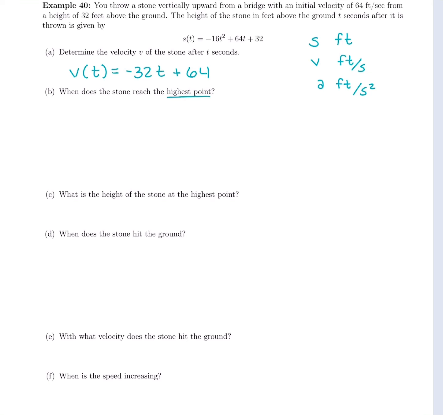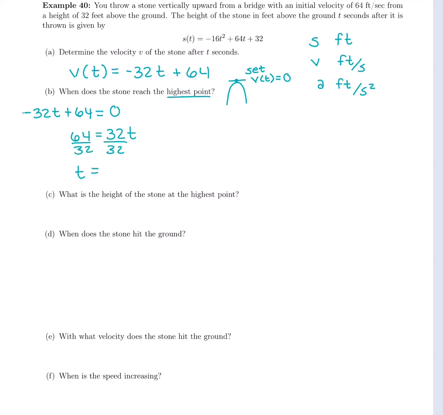If we want to find a max or a min, here we're looking for a max, the velocity at any maximum is zero, so we want to set v of t equal to 0 and solve. So we're going to set negative 32t plus 64 equal to 0 and solve it. I can add 32t to the other side. I'd rather work with positive numbers than negative numbers. So instead of subtracting 64, I'll add 32t, and then I'll divide by 32.